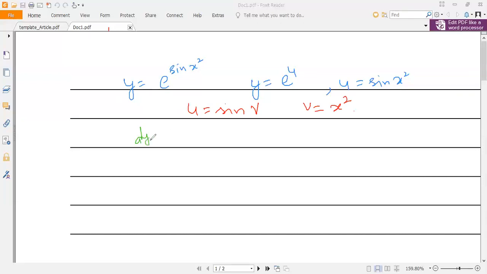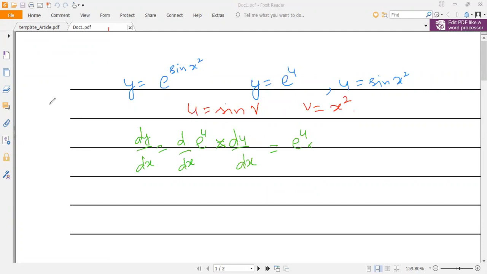So I can say dy over dx is equal to d over dx of y, which is e to the power of u. The derivative of e to the power of u is e to the power of u, multiplied by du by dx. And then I have to compute this du by dx.